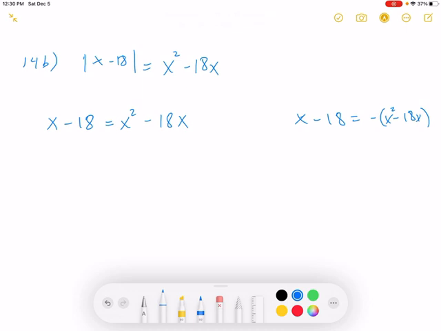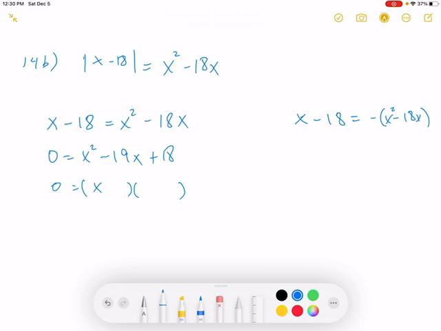We're going to set it equal to 0, move it to the right. So if I subtract x, I'm going to get minus 19x. And then I'm going to add 18. Then factor, or you could use the quadratic formula. I think in this case for me, factoring is easier, quicker.